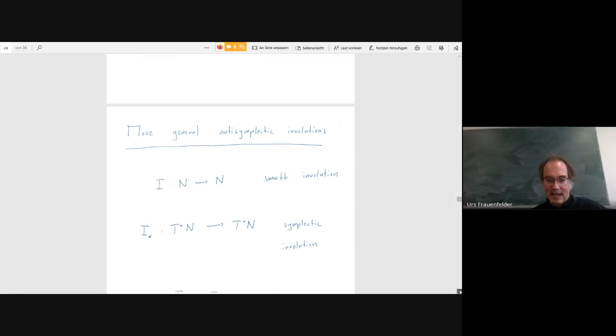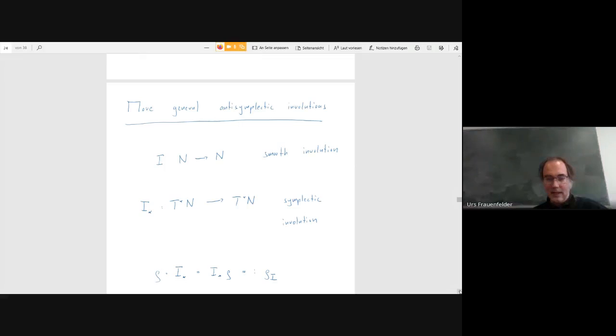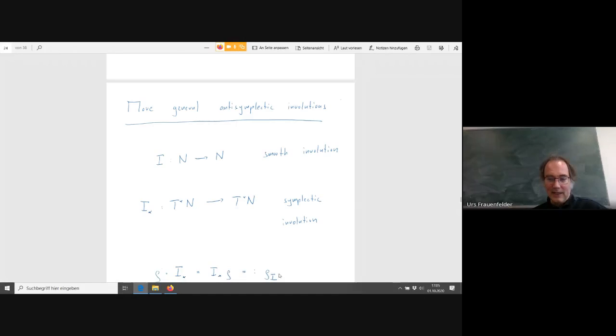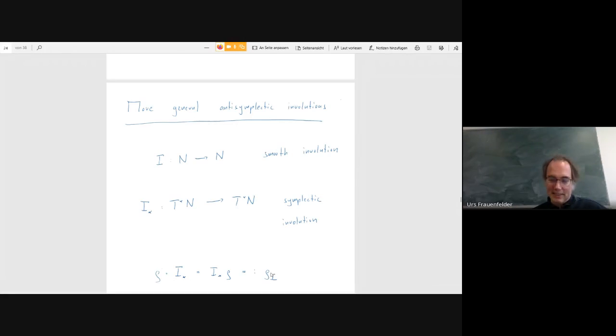This commutes with this Seifert involution, mapping P to minus P. And so you have a symplectic involution commuting with an anti-symplectic involution. So the product itself is an involution which is anti-symplectic again. So I call this rho I.